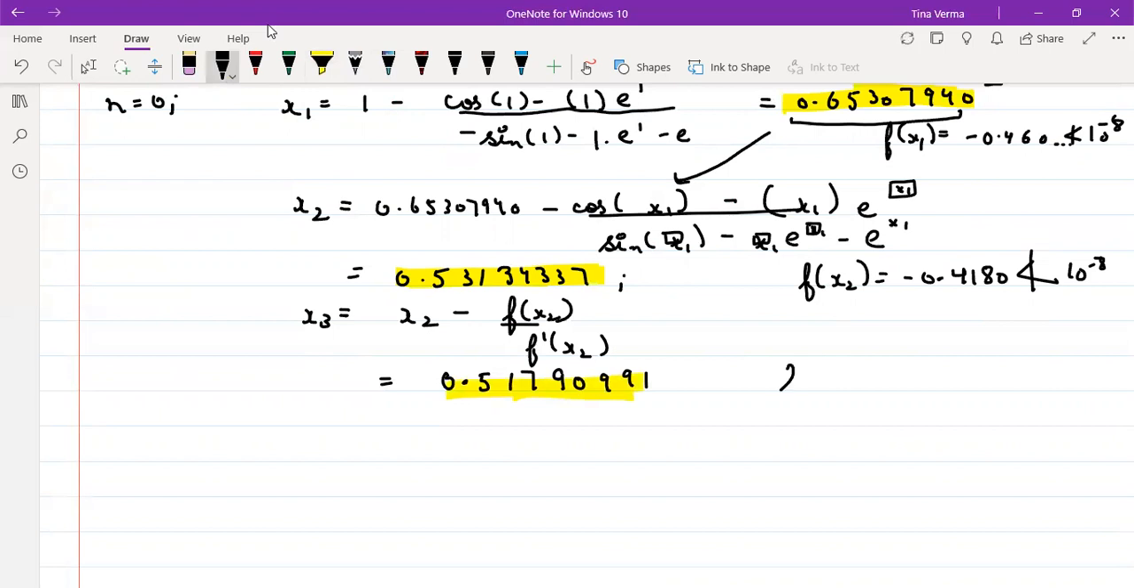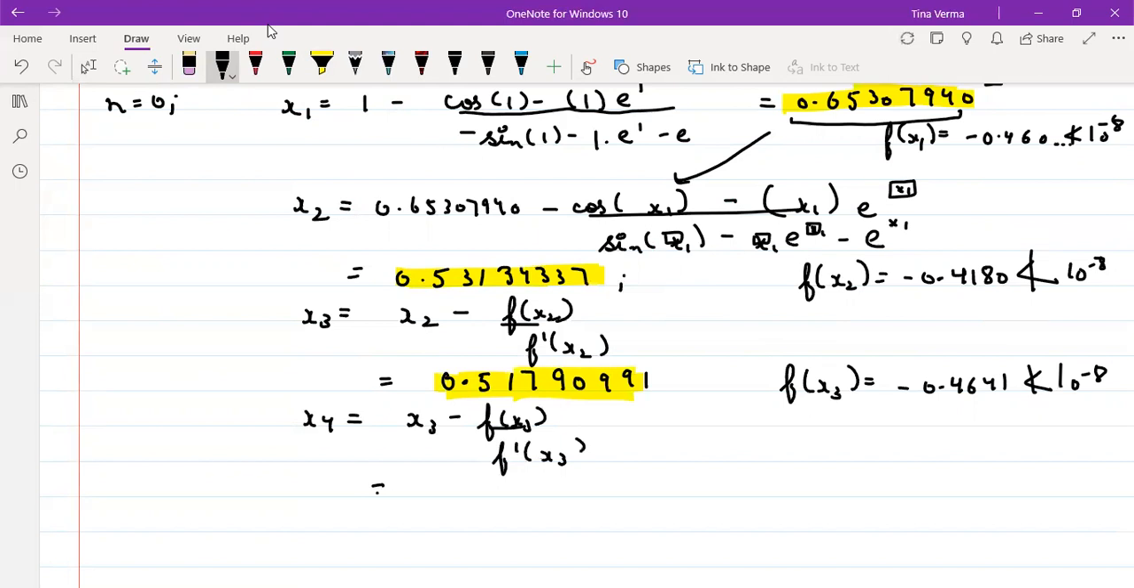You will check the function's value at x3. So it is coming out to be minus 0.4641, which is also not less than 10⁻⁸. You can also perform the next iteration. In the next iteration, what will your substitution be, that is your value of x3, the function's value at x3 divided by its derivative. So when you calculate, this is coming out to be 0.51775738. Again you will check the function's value at x4.